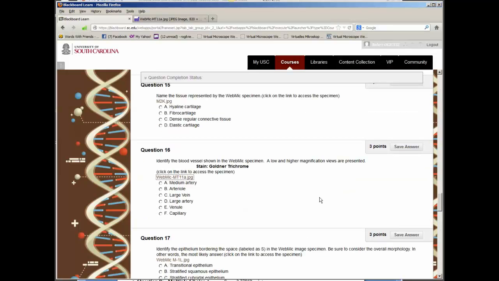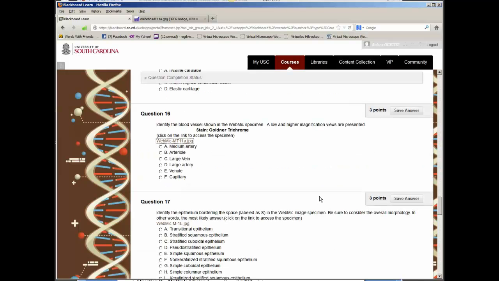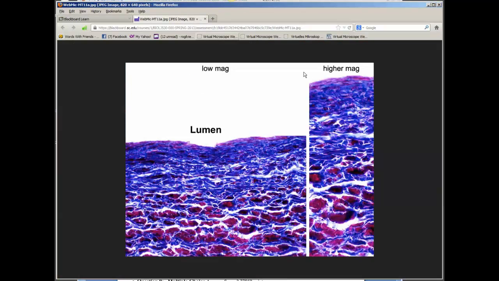Okay, here in question 16, you are asked to identify a blood vessel shown in the web-like specimen, and you're given a low and high magnification, and the stain is Gold's trichrome. So immediately remember trichrome, the connective tissue could be blue or green, and the cytoplasm would be reddish. And so now we're going to look and see if we can determine what this is. Well, on the lumen side, you're not seeing a lot of muscle. You're seeing most of the connective tissue in the inner part of this, which would be your media. And you look here, this would be your intima here of this vessel, this would be the media, and then over here is the adventitia.